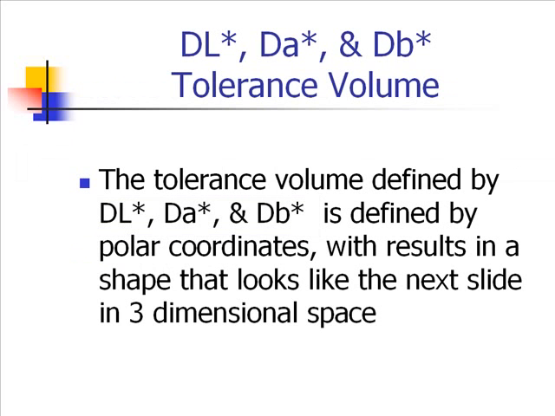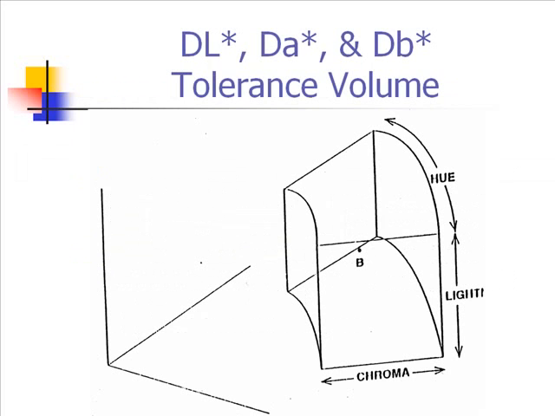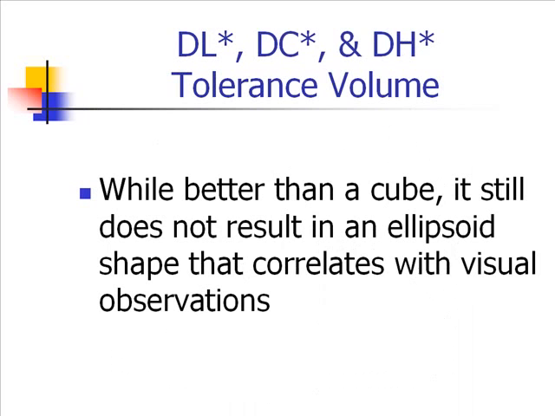which results in a shape that looks like the next slide in three dimensions. That's what our new volume would look like. It's not a square anymore. It's kind of pie-shaped with the front end chopped off. But that's the shape that we get when we use what we call polar coordinates, which C and H are. While better than a cube, it still does not result in an ellipsoid shape that correlates with visual observations. So it's better, but there's still problems with it.